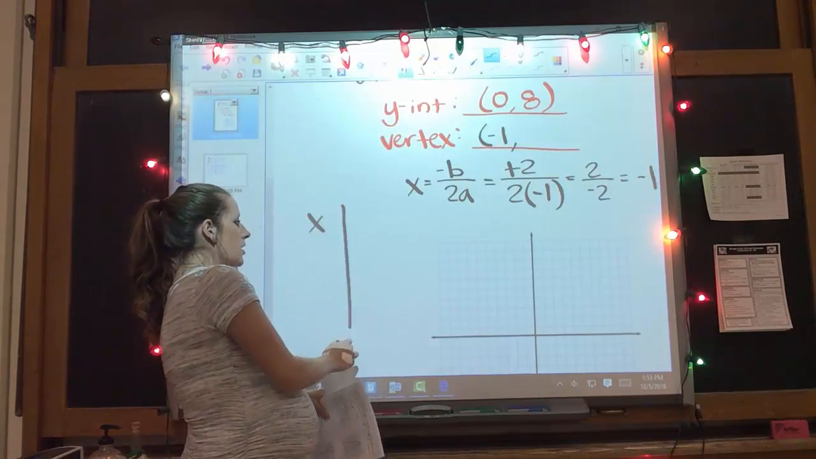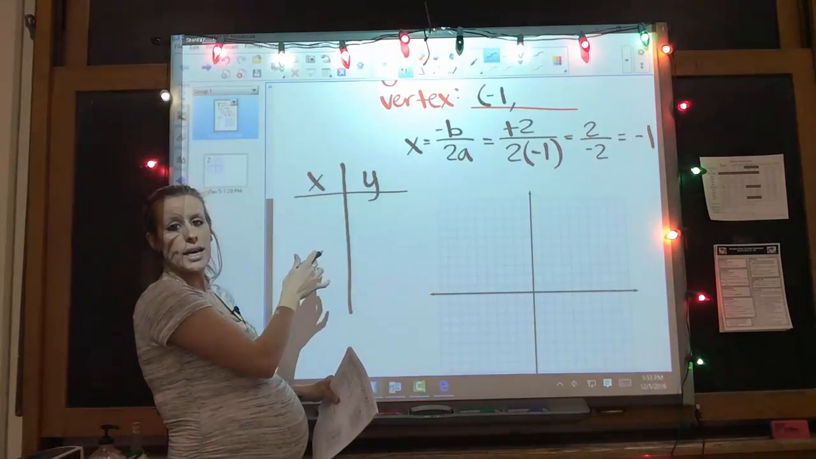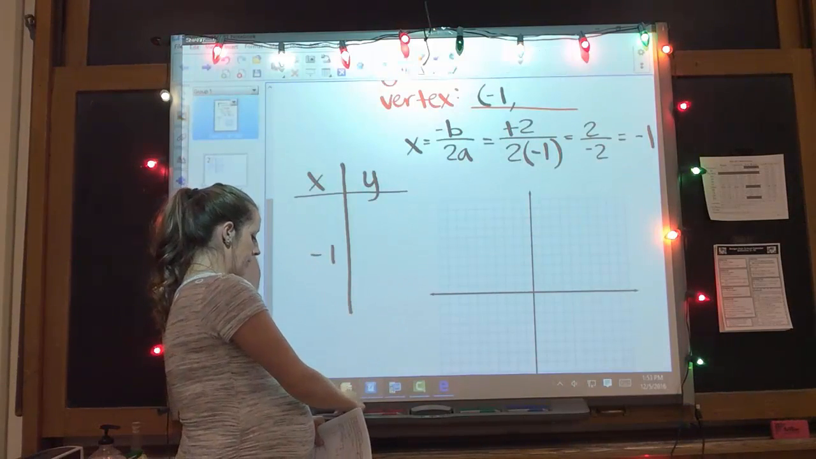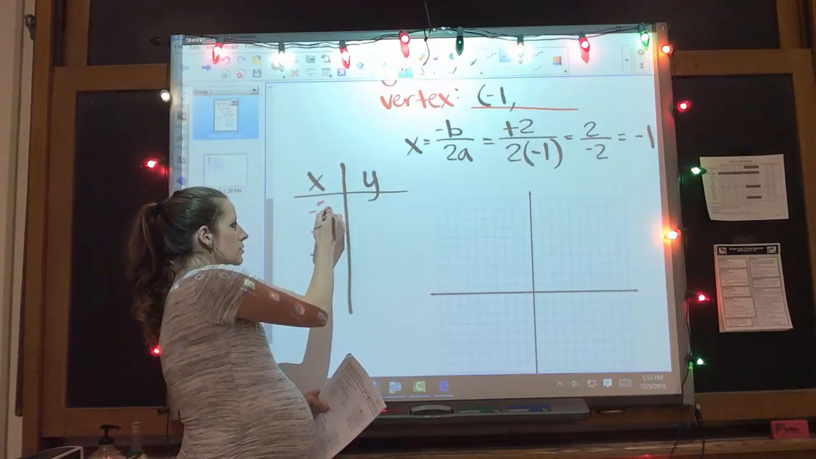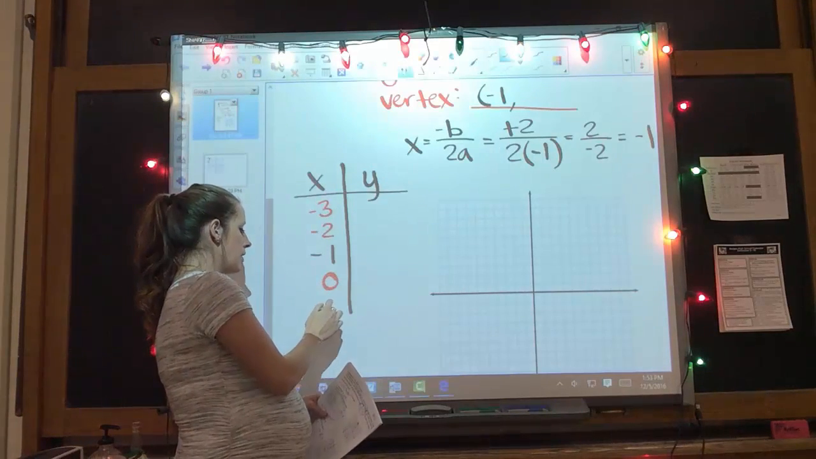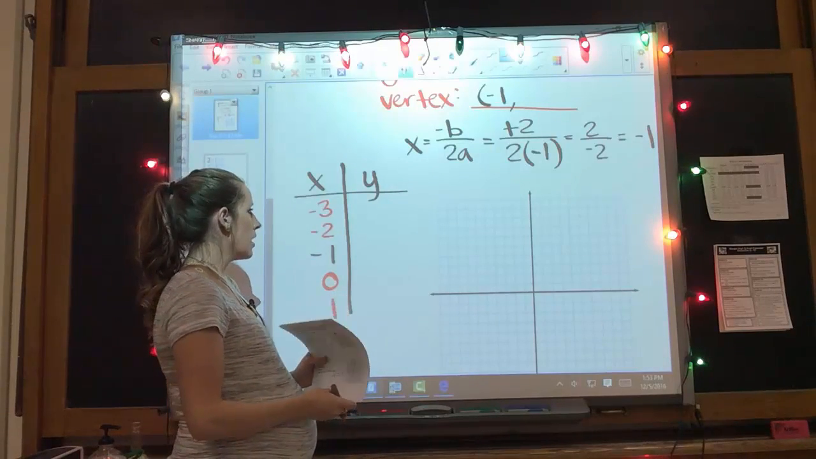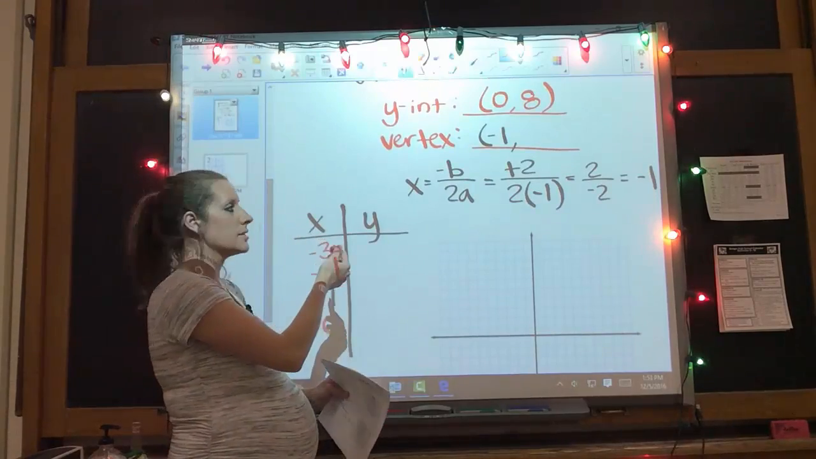So let's go ahead and start out our table here. We're going to have our vertex in the middle of our table, negative 1, and we're going to find some points around it. So negative 2, negative 3, 0, and 1. If you want to go ahead and plot your y-intercept, you can, because we know what that is, 0, 8.